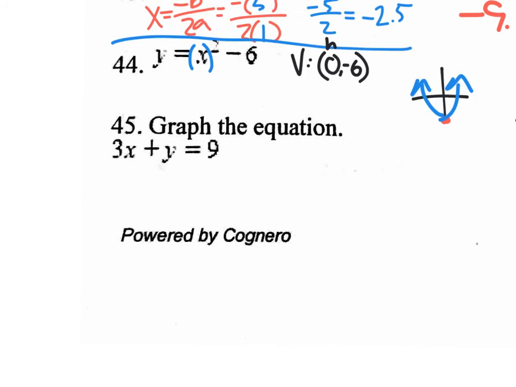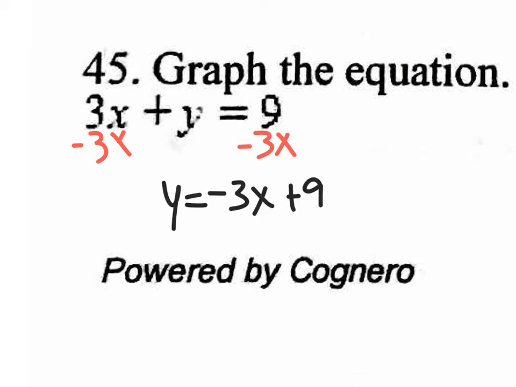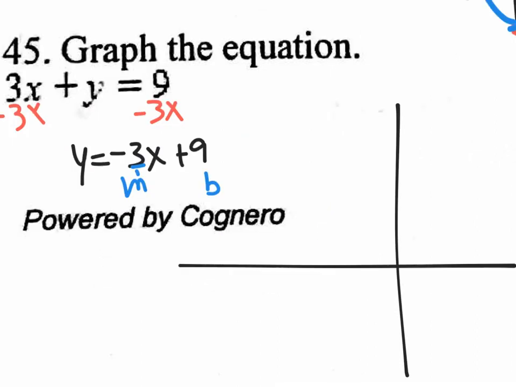This last one, number 45, you need to rewrite in y equals mx plus b form. Subtract 3x, rewrite the whole thing. Identify your m value, which is negative 3 over 1, and your b value, which is 9. Go to a graph, put a dot at positive 9, which is going to be way up here. And then from that point, go down 3 over 1. It's going to be like that, and that would be your graph.